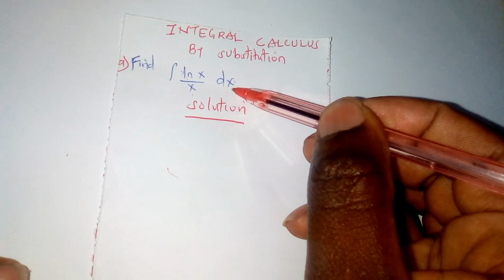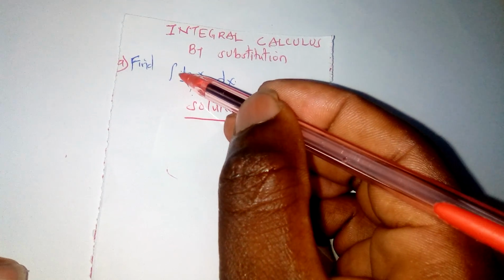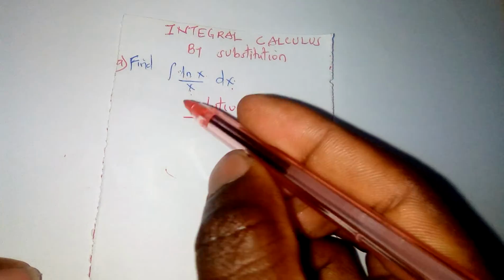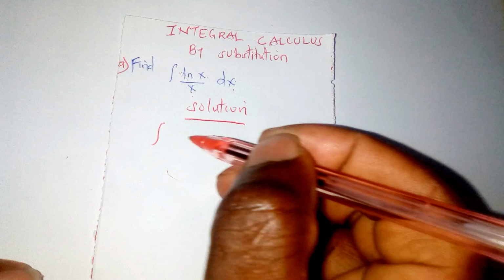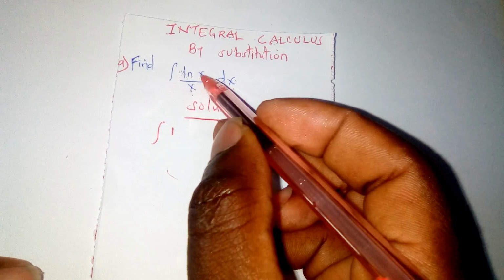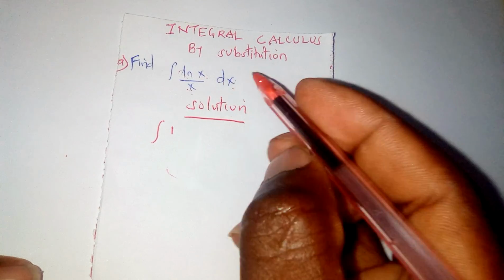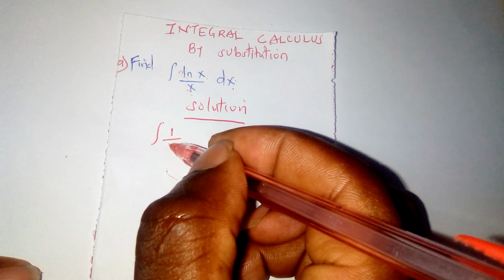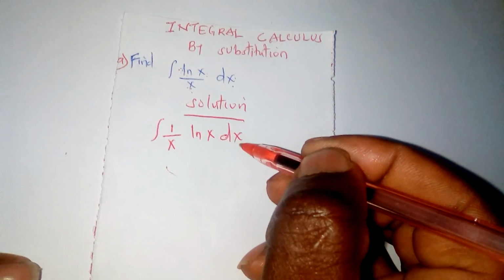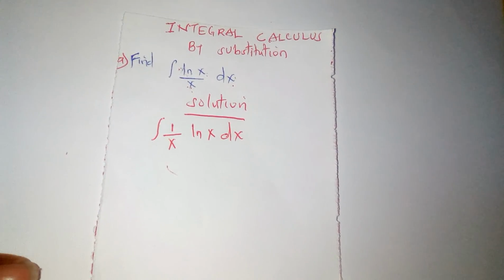Now, how can I perform this? Step number one, you are required to separate ln x from x. In short, you just use the integral sign. Then you say, because ln x over x is just the same as 1 over x times ln x. That is it. So I'll just write the integral of 1 over x ln x dx.